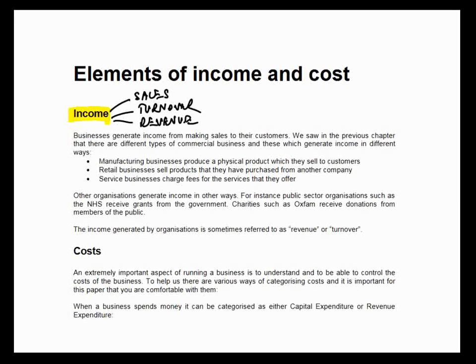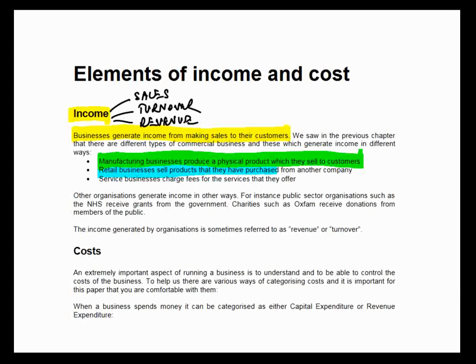For a commercial entity, income is from making sales to customers. We saw in a previous online lecture some different types of business organization, and they generate their income from doing different things. For instance, manufacturing businesses make something physical, so they generate their income from selling the physical products they manufacture. A car factory that builds cars generates its income from selling those cars to customers, the money that you pay to buy the car.